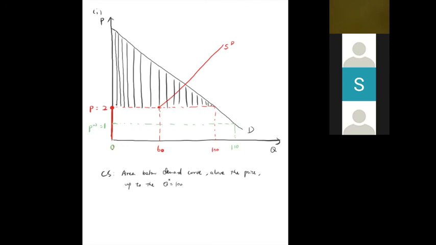Okay, and then I'll just mark this as consumer surplus. But for producer surplus, since at a price of 2 their supply curve is here, the producer surplus is actually 0, so we cannot draw it out on this graph.